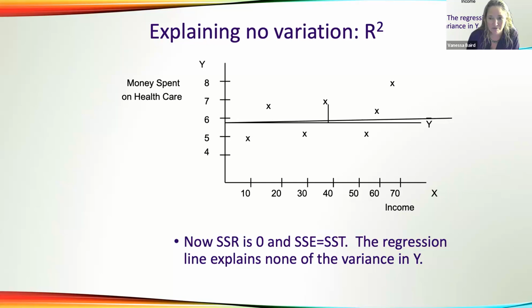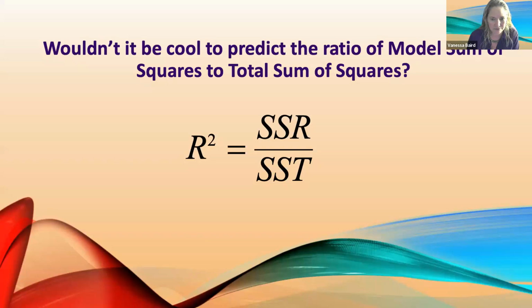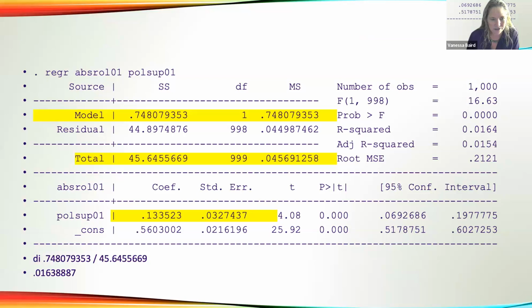If you've got a slope of 0, then everything is unexplained. All the deviation from the mean is exactly the deviation from the slope. So total variation is also total unexplained variation, and there's no daylight there. It's virtually identical. So R square is the model sum of squares to total sum of squares.